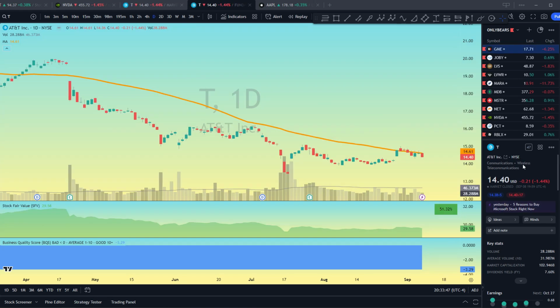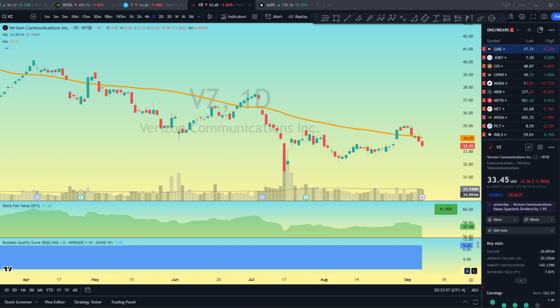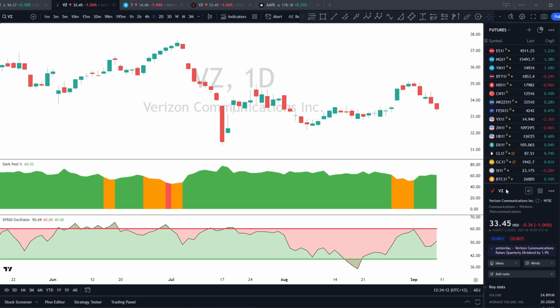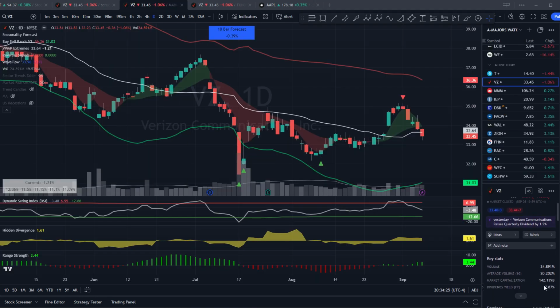And just looking at the beaten down telecoms, AT&T still showing good value at 51% undervalued, and Verizon with a higher business quality score and 41% undervalued. And Dark Pool's doing a lot of buying in Verizon as well. And it's not much surprise because with a dividend yield just under 8%, which some analysts have shown they can uphold, is a pretty good and safe yield there.